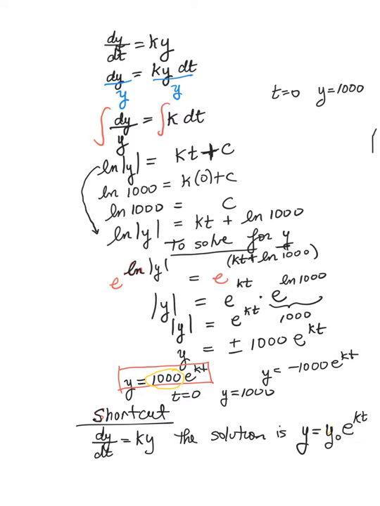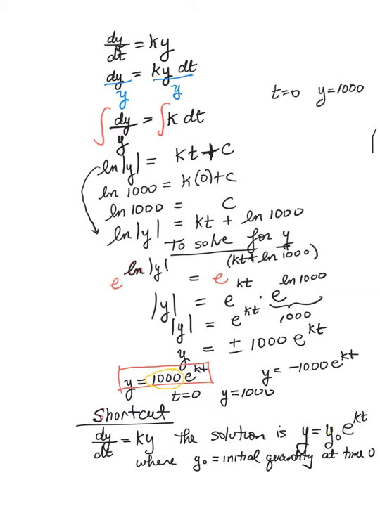To solve for the variable k, we need another point on the function. So I'll say that y sub 0 represents the initial quantity at time 0.